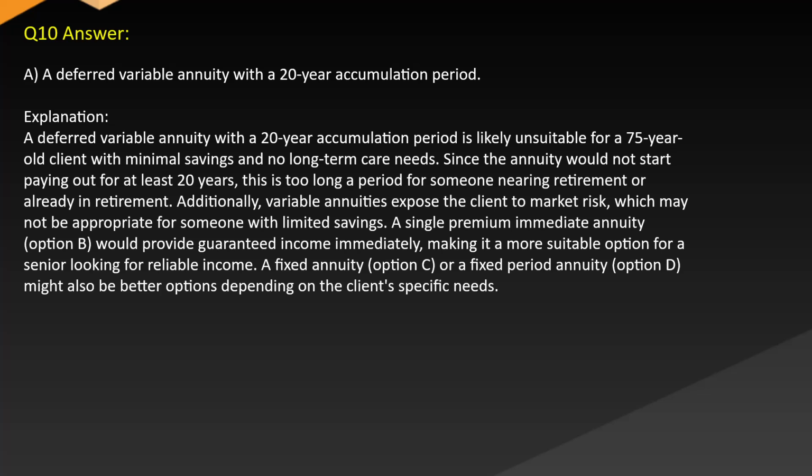Explanation. A deferred variable annuity with a 20-year accumulation period is likely unsuitable for a 75-year-old client with minimal savings and no long-term care needs. Since the annuity would not start paying out for at least 20 years, this is too long a period for someone nearing retirement or already in retirement. Additionally, variable annuities expose the client to market risk, which may not be appropriate for someone with limited savings. A single premium immediate annuity, option B, would provide guaranteed income immediately, making it a more suitable option for a senior looking for reliable income. A fixed annuity, option C, or a fixed period annuity, option D, might also be better options depending on the client's specific needs.